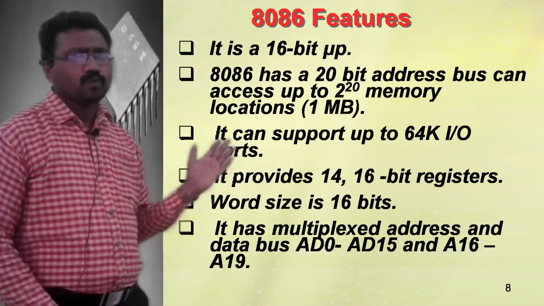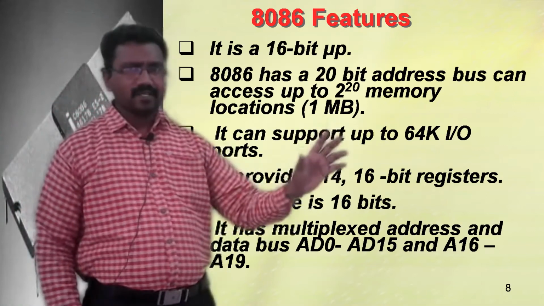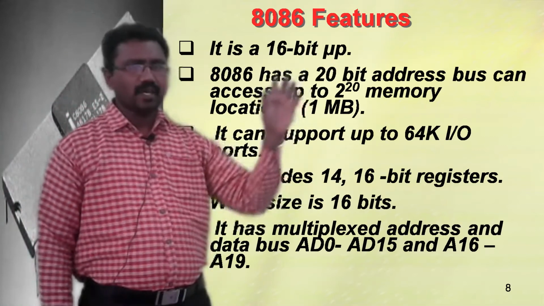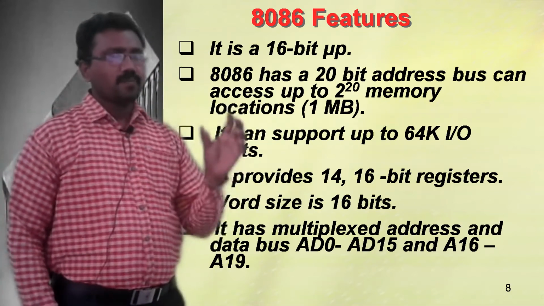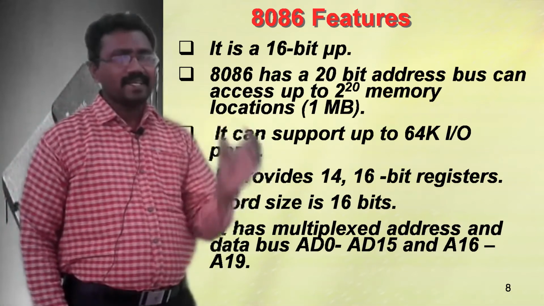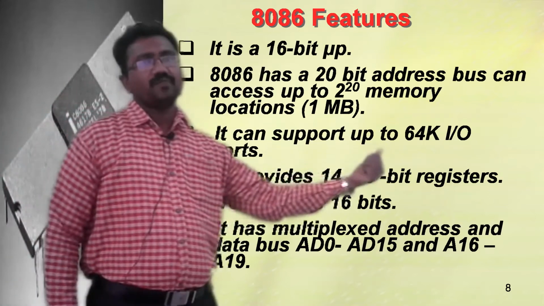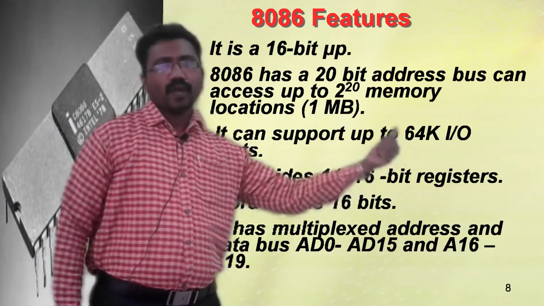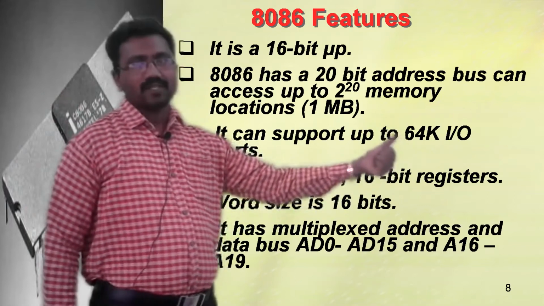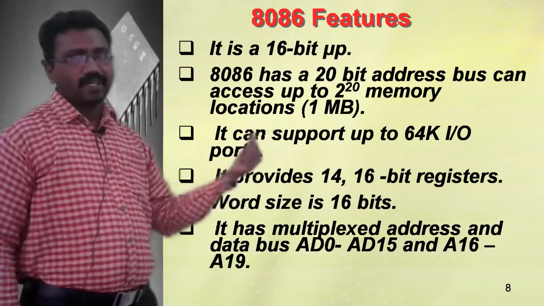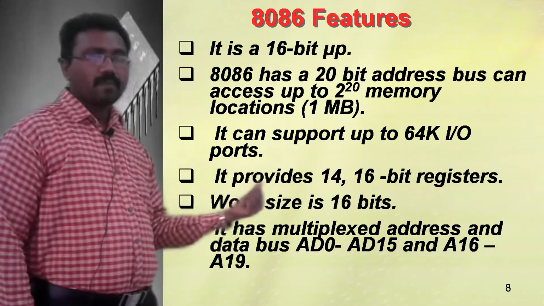It can support up to 64K IO ports. The processor can access IO devices, and it can also access main memory. It accesses main memory in a similar way to IO devices. Whenever the processor wants to access IO devices, it sends an address. Maximum, how many IO addresses can it support? 64K IO addresses. 64K is nothing but 65,536 IO addresses. IO addresses are called ports, IO ports.